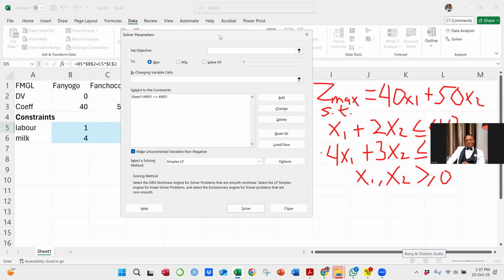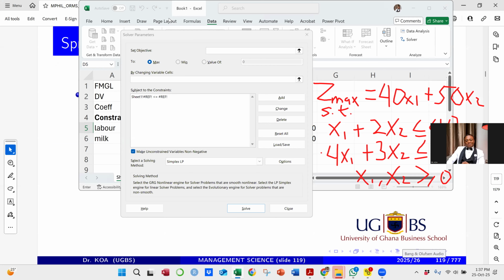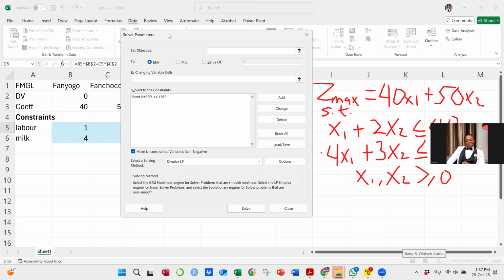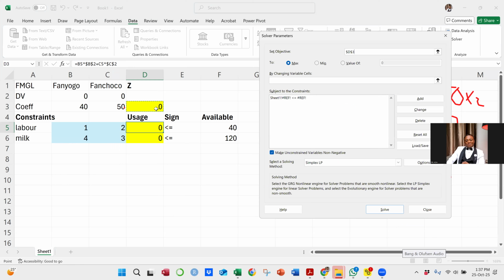The first thing you see there is the set objective. The set objective is actually your z-value. When you look on the Excel, your z-value is actually the one in the formula here, the one that has been formulated to be 0. That is a cell you are going to collect and put into your set objective. So in your set objective, there should be a cell called D3.